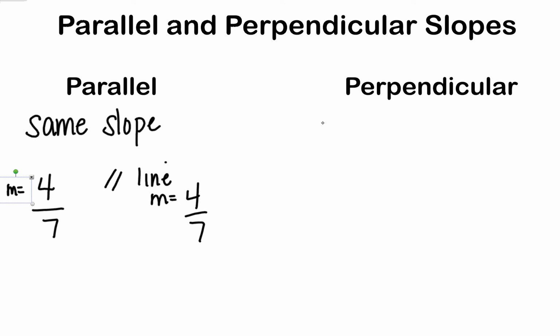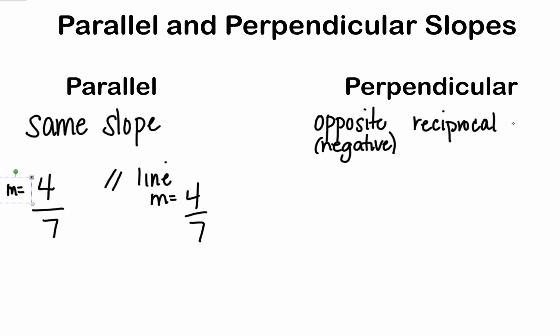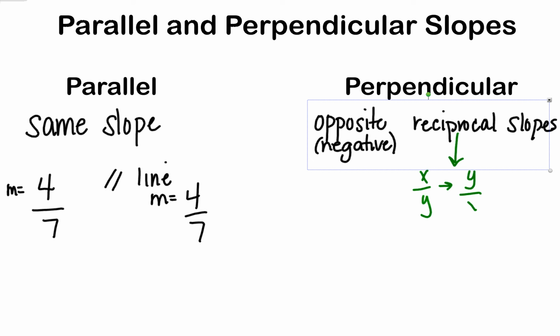Perpendicular lines have what we call opposite, sometimes we call it negative reciprocal slopes. Remember that reciprocal means if I have a fraction that's x over y, it would go to y over x.